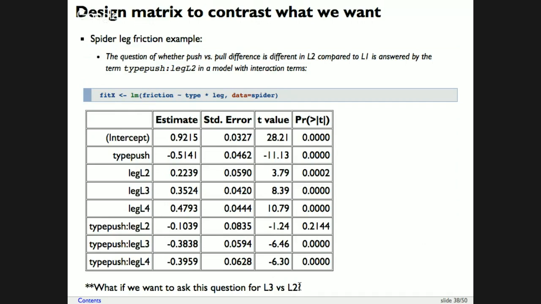But what if we wanted to ask that same question for L3 versus L2? Is the push versus pull difference different for leg L3 versus L2? We can't do it directly from this table. We could subtract these 2 estimates, and that would give us an estimate, but we wouldn't have a p-value or a standard error on it. So you could go and redo this fit with L2 as the reference category, or you could just define a model matrix that has exactly the comparisons you want in it. And then you will get estimates, standard errors, and p-values for each of those estimates.